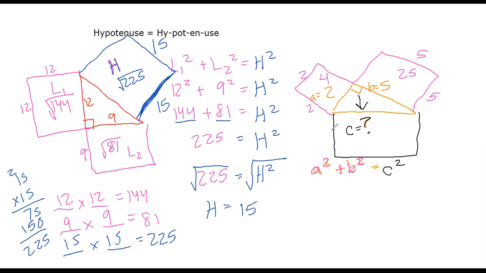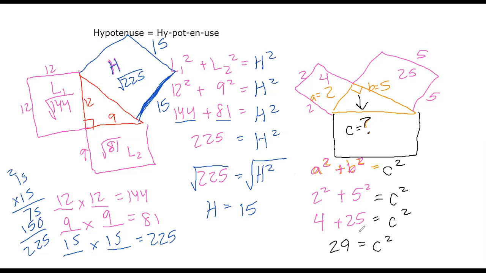So in this case, a squared is 2 squared. b squared is 5 squared equals c squared. 2 times 2 is 4. 5 times 5 is 25. So 4 plus 25 is equal to 29.